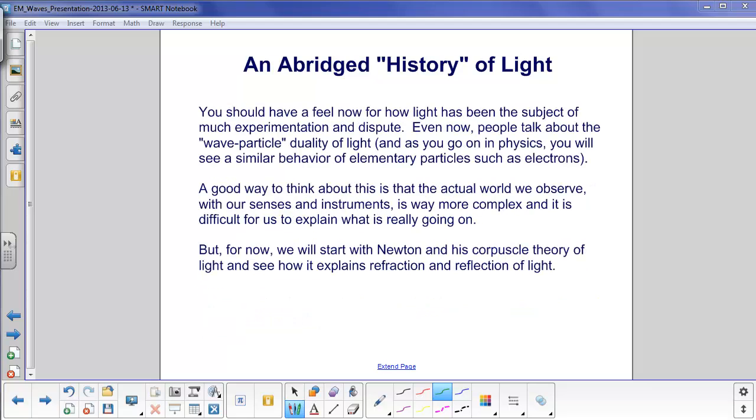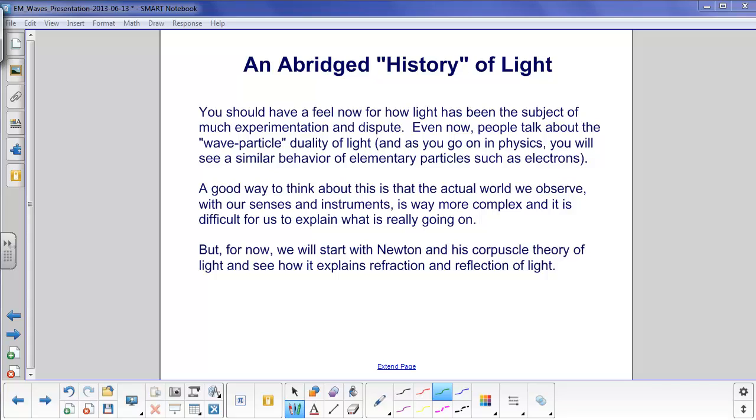You should have a feel now for how light has been the subject of much experimentation and dispute. Even now, people talk about the wave-particle duality of light, and as you go on in physics, especially AP, you will see a similar behavior with electrons, where electrons, which we clearly think of as particles, have wave-like behavior. A good way to rationalize this is that the actual world we observe, with our senses, instruments, and measurement tools, is way more complex, and it's really difficult for us to explain what is really going on.